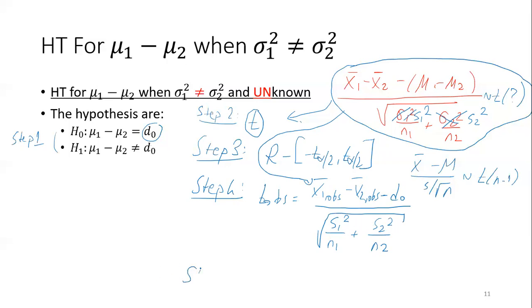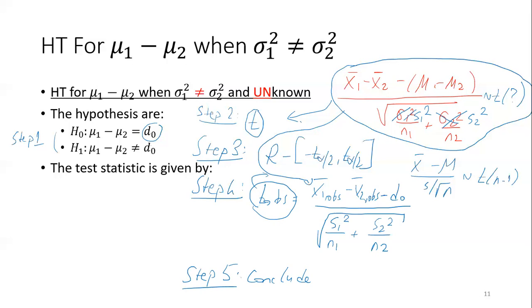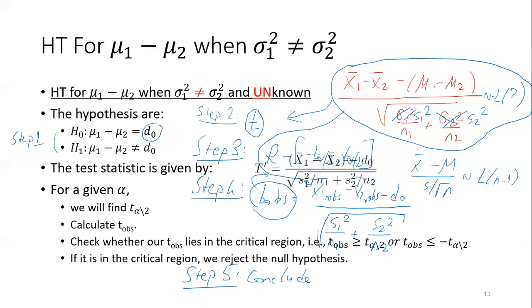And step 5, what you do is just conclude. How? If your T observed is in the critical region, then you reject the hypothesis. If it is not in the critical region, then you don't reject it. Great.